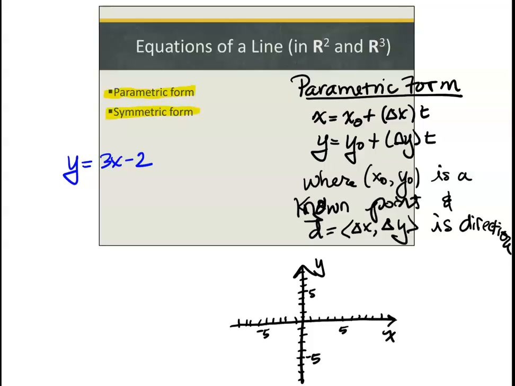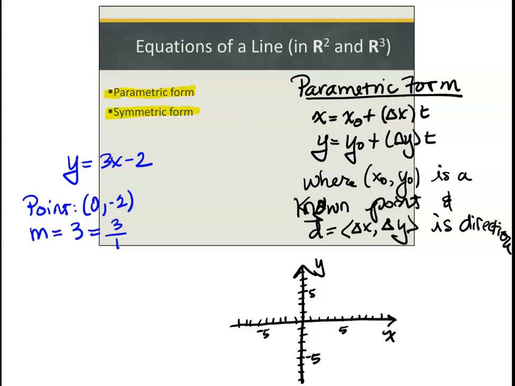Okay, so let's go ahead and look at this equation of this line I have here, y equals 3x minus 2. So we know that we need a point, and because we're familiar with slope-intercept form, we know that 0, -2 is a point on that line. Also, we know that slope of that line is equal to 3. But I need a direction vector, so I'm going to think of this as 3 over 1, or we could think about it as any fraction equivalent to 3.